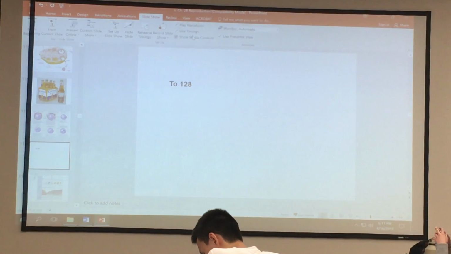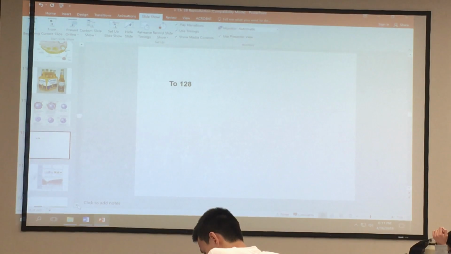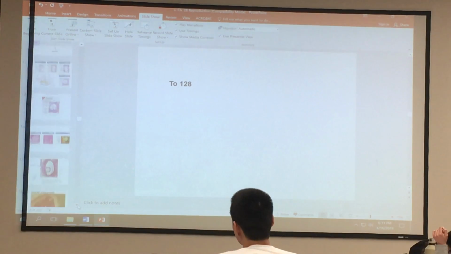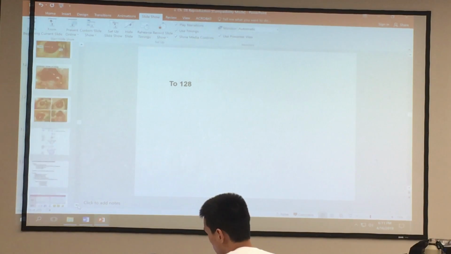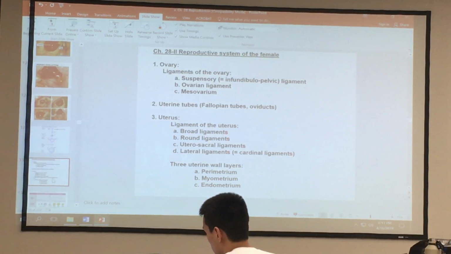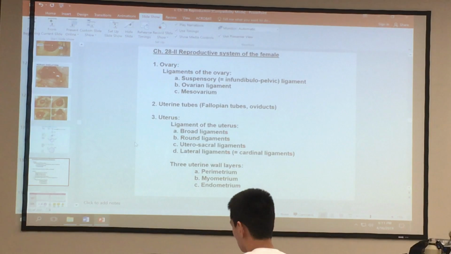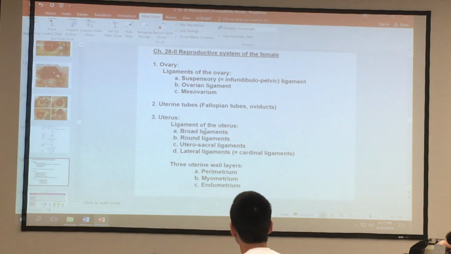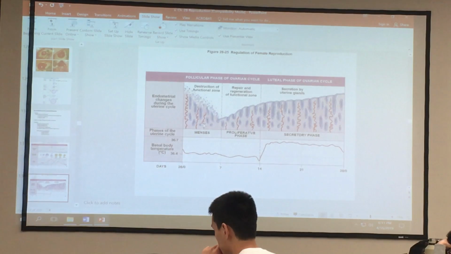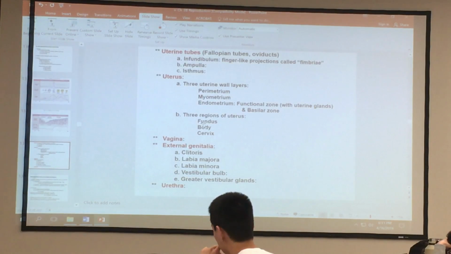Sorry, I have to jump. Okay, because of the anatomy part here. I will jump to this. Now we have to move to the uterine tube, uterus. This one. Okay. I will show the structure. Sorry. Yeah.